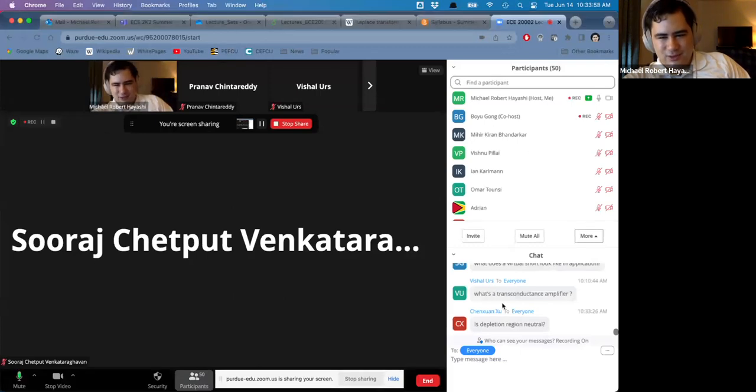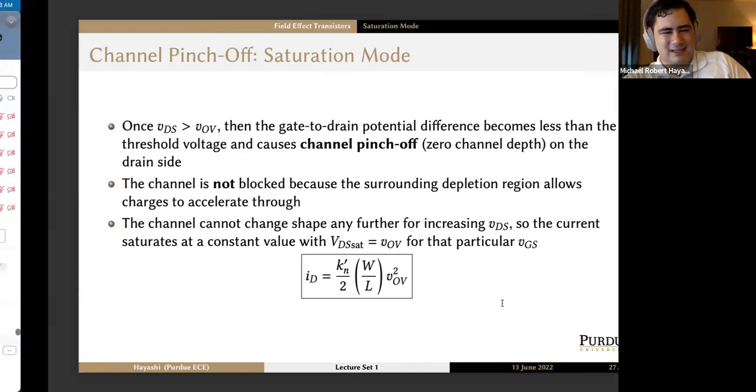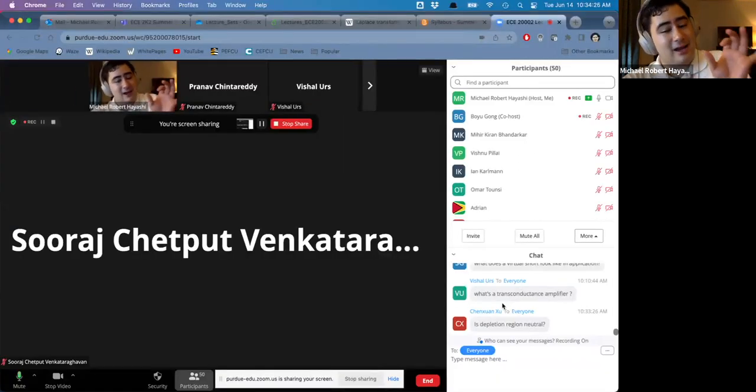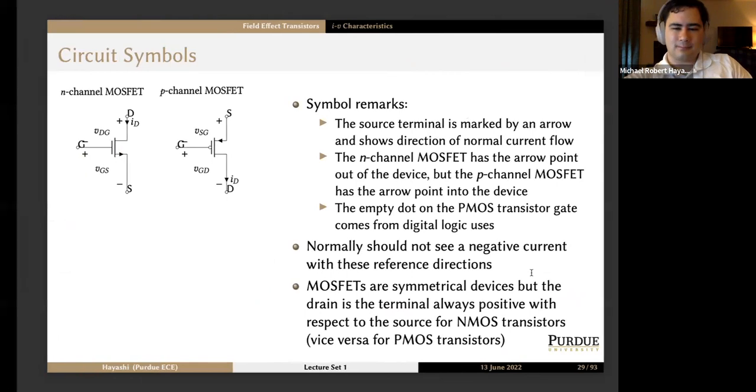Is the depletion region neutral? Oh, that's a very good question. It is depleted of free charges. There's all these bound charges that we don't care about because they're inside the cores of the nuclei. Holes and electrons have overlapped. So yes, in an unbiased device where you're not applying any voltage across it, the depletion region will be neutral, Shenjuan. Good question.